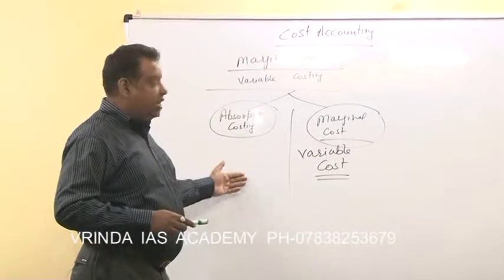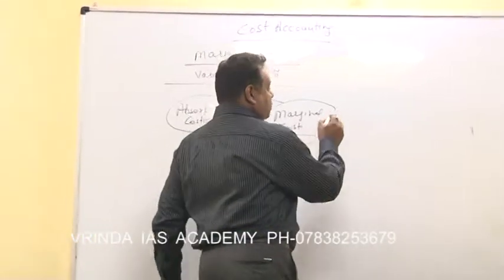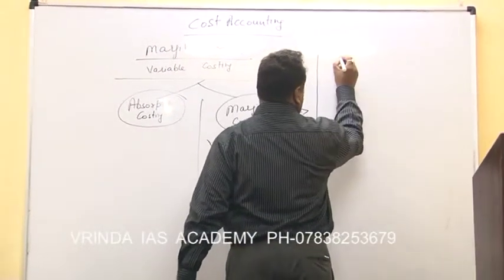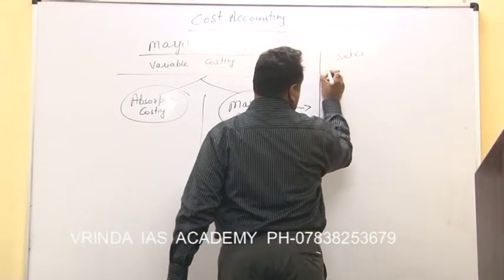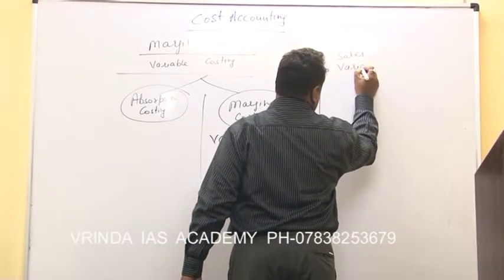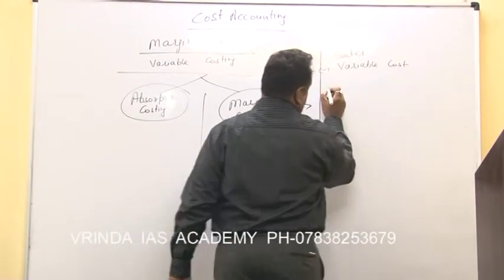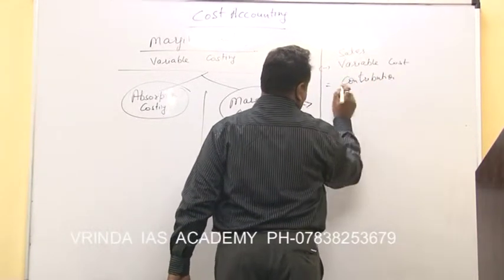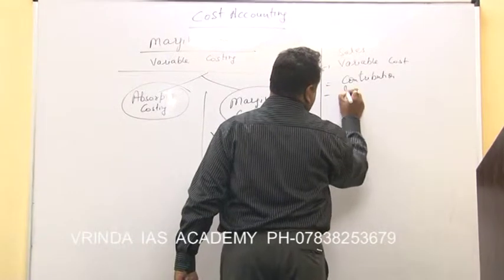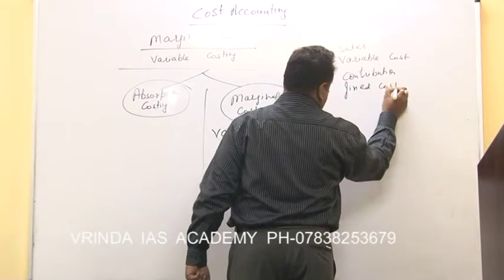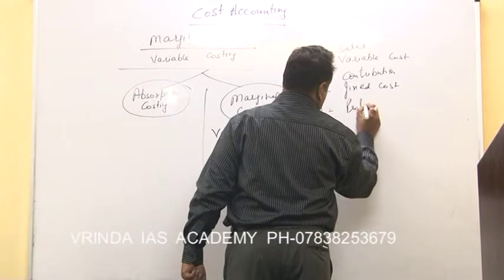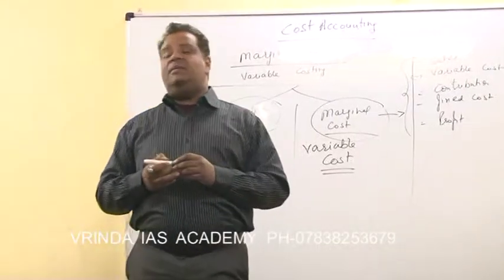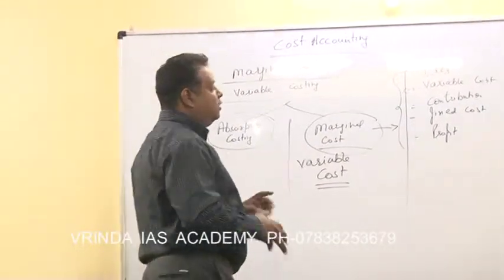This cost sheet we have already studied. We are talking about marginal cost. In marginal costing, how do we prepare the cost sheet? We start from sales minus variable cost equal to contribution, minus fixed cost equal to profit. This is the general overview of marginal costing: sales minus variable cost equal to contribution, minus fixed cost equal to profit.